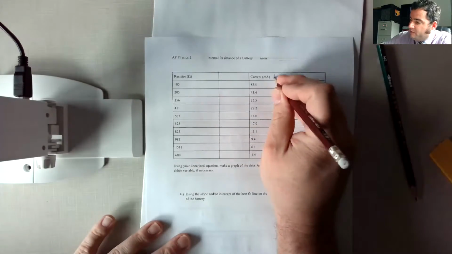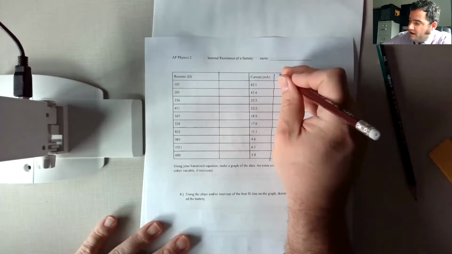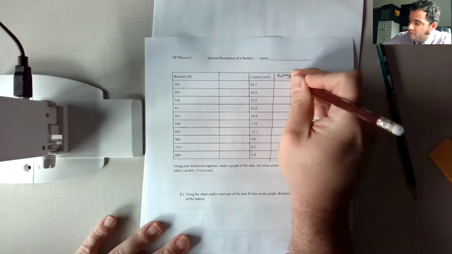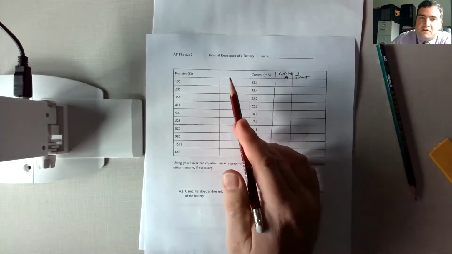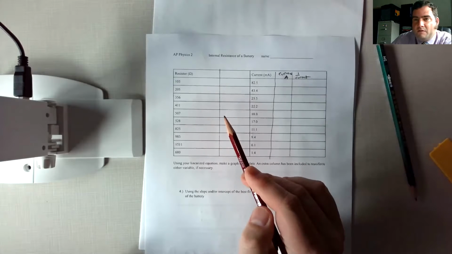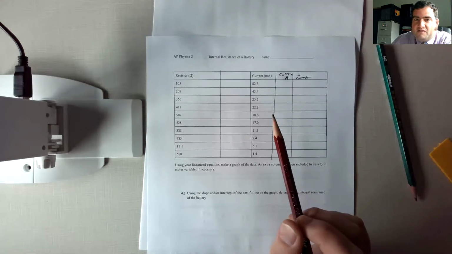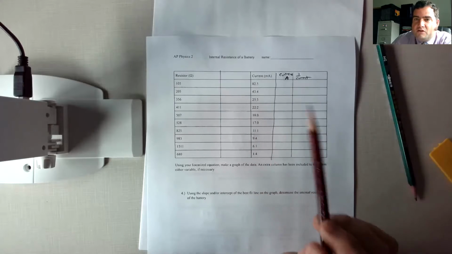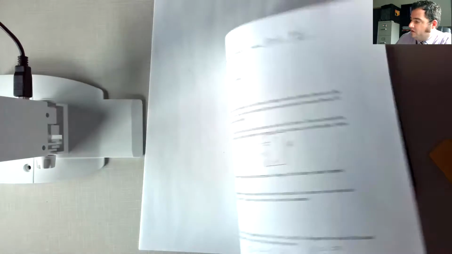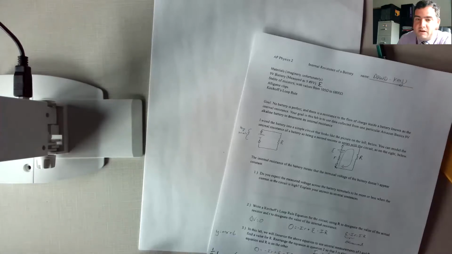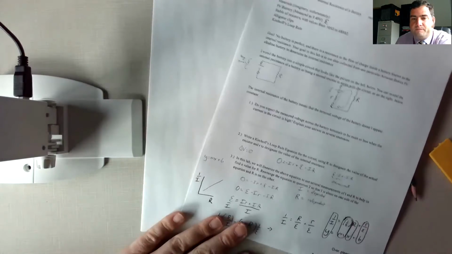And probably I would have you convert these to amps first. We wouldn't use this column at all because we don't have to manipulate resistance at all. So if you see a table on a test and it's got a bunch of empty columns, know that they're there for you if you need them as you manipulate an equation like this.